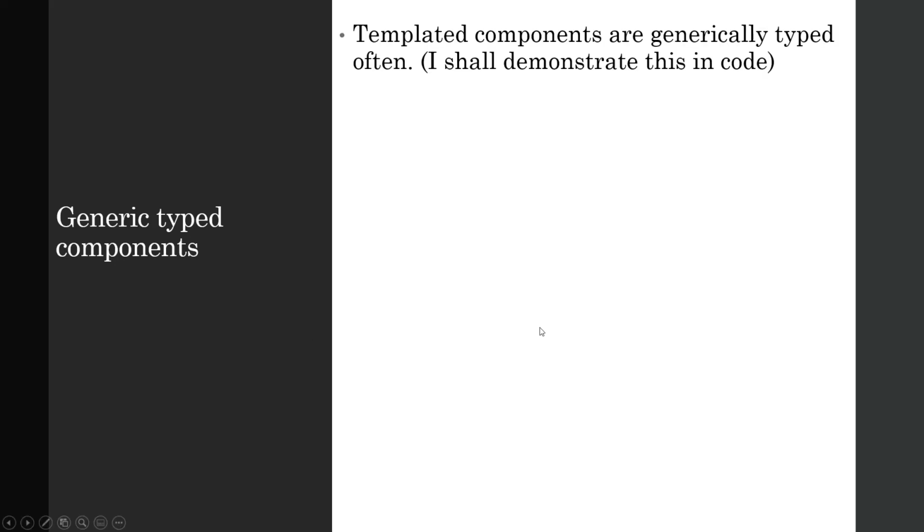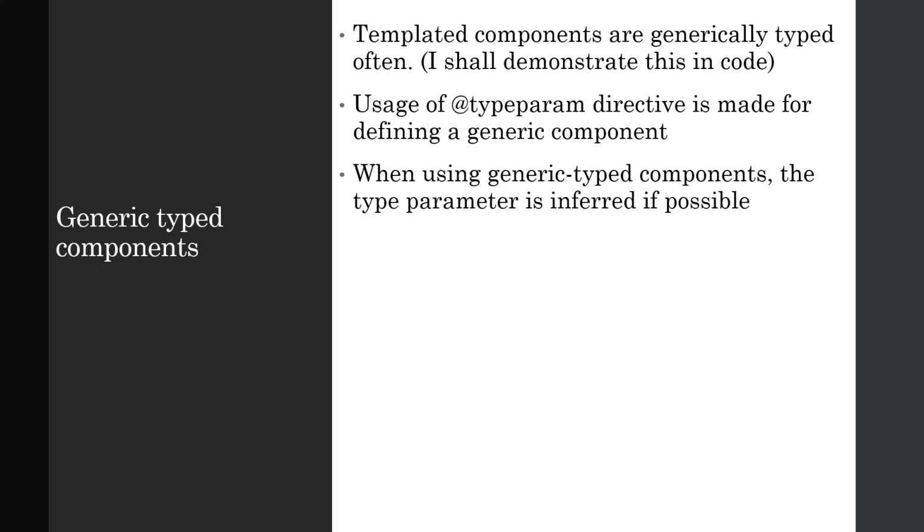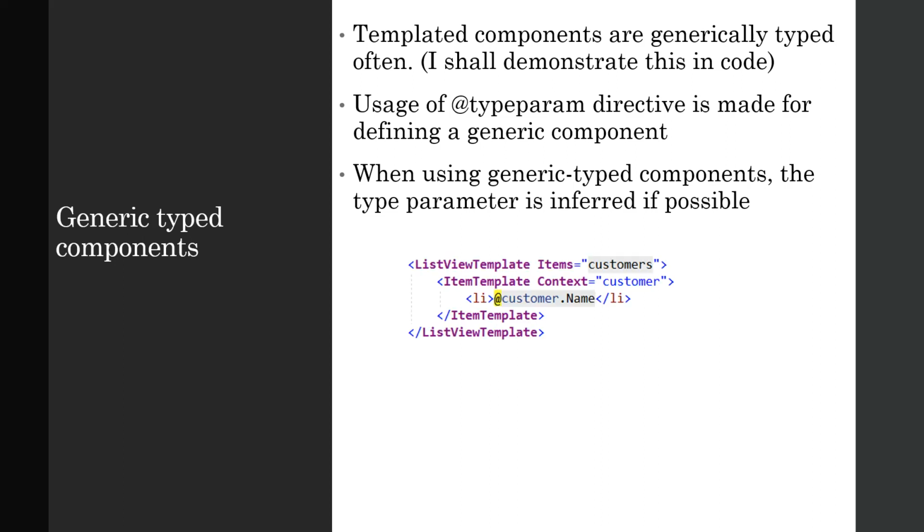That's about generic types. So what's a generic type component? Templated components are generically typed often, and I will demonstrate this in the code. The @typeparam directive is used for defining a generic component. And when using generic typed components, the type parameter is inferred if possible at compile time.